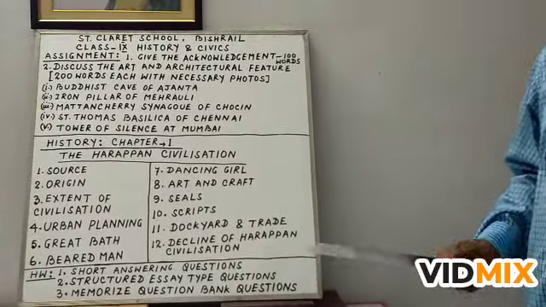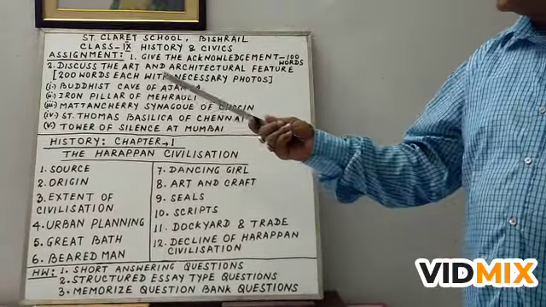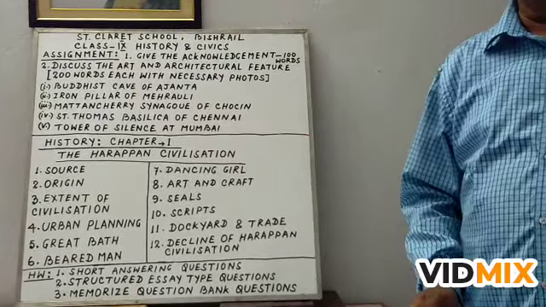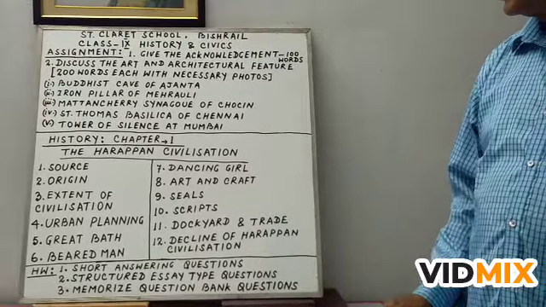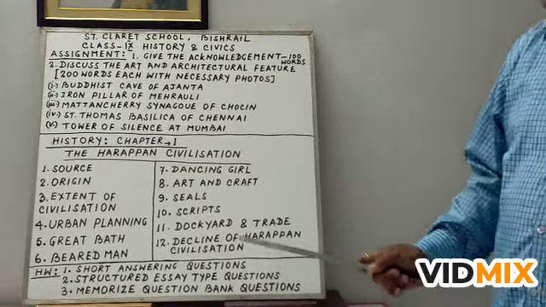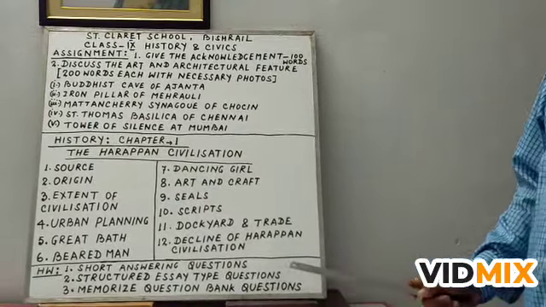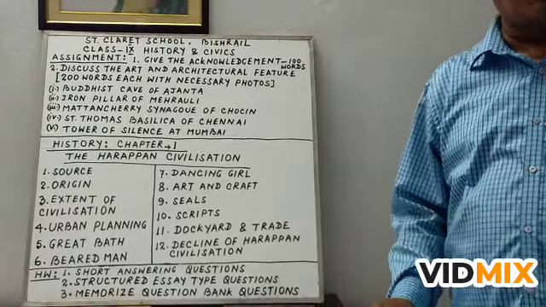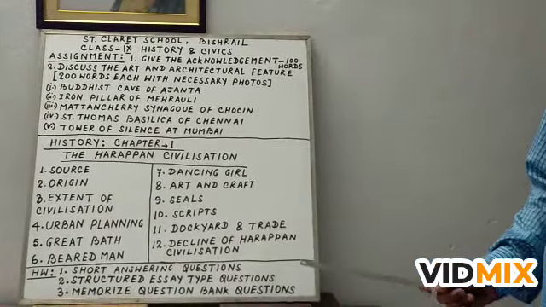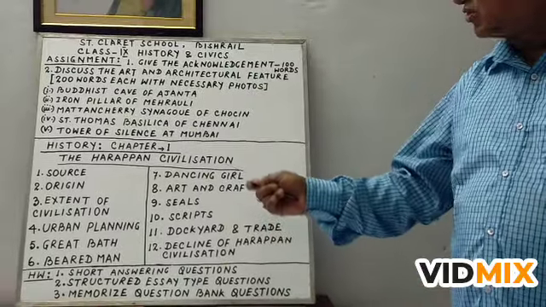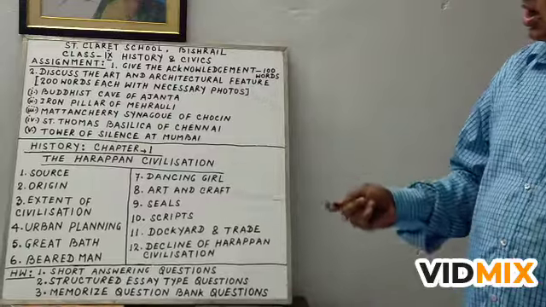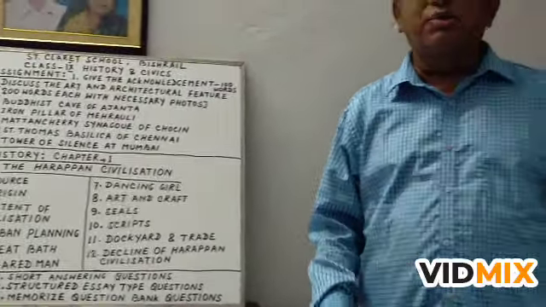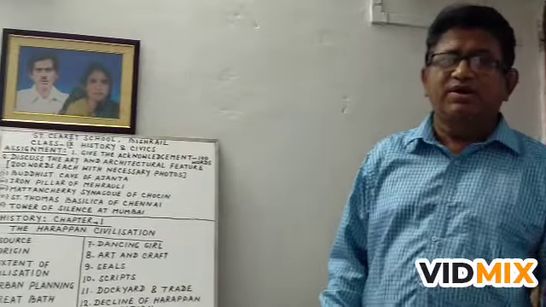Now your items are: the Buddhist caves of Ajanta, the iron pillar of Mehrauli, the Matancherry synagogues of Cochin, St. Thomas Basilica of Chennai, and the Tower of Silence at Mumbai. So this is all about your assignment. Complete this during the lockdown period and submit after the reopening of the school.